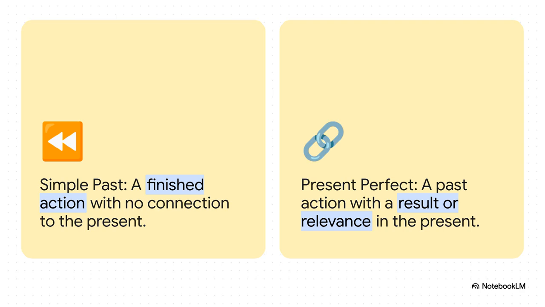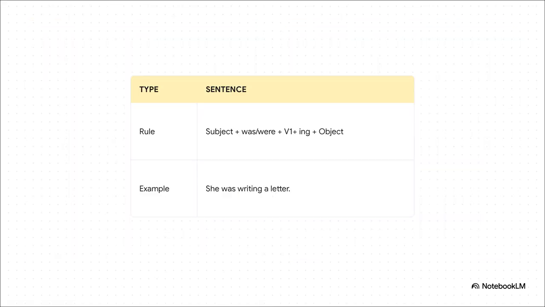But the present perfect tells you a past action has a result that's important right now. It's a small difference, but it changes everything. Let's paint a picture in the past. The past continuous is perfect for that.